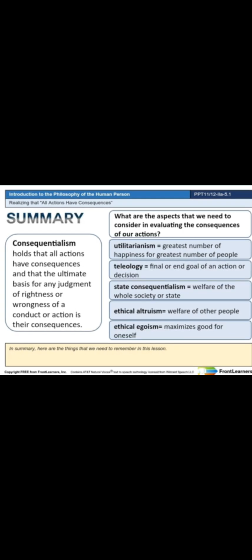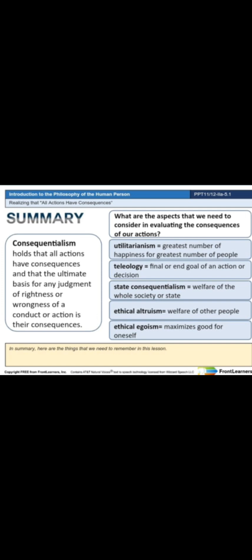In summary, here are the things that we need to remember in this lesson. Consequentialism holds that all actions have consequences, and that the ultimate basis for any judgment of the rightness or wrongness of a conduct or action is their consequences. What are the aspects that we need to consider in evaluating the consequences of our actions?